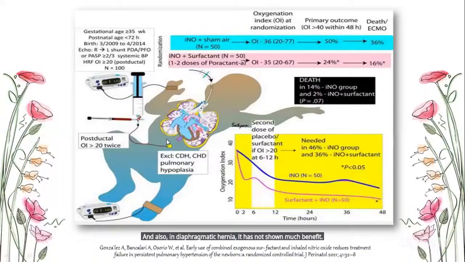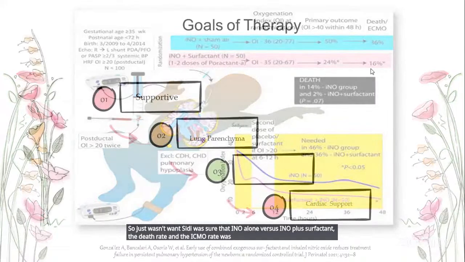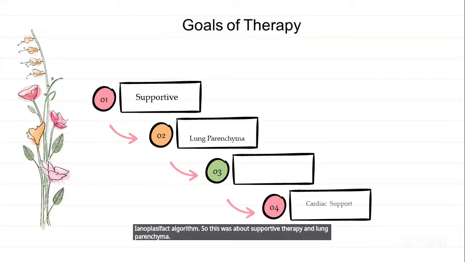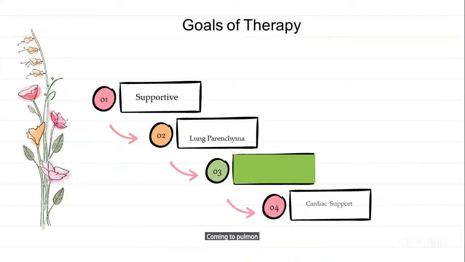So this was one RCT which showed that, INO alone versus INO plus surfactant, the death rate and the ECMO rate were significantly lower in the INO plus surfactant group. So this was about supportive therapy and lung parenchyma. Coming to pulmonary vasodilator therapy.